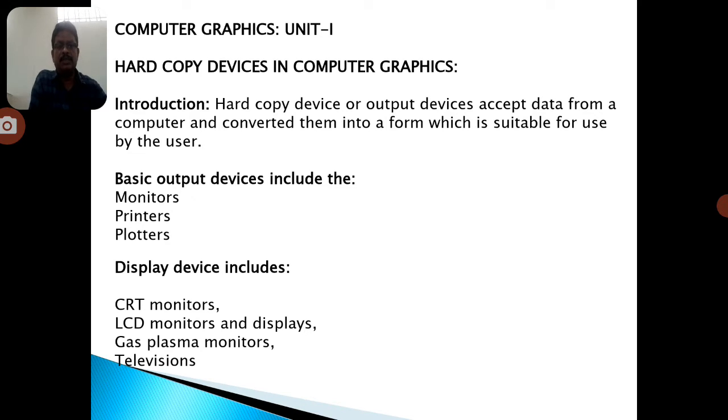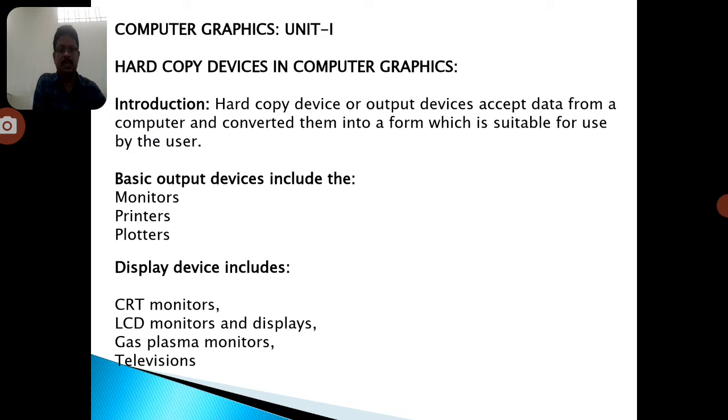Hard copy devices, or output devices, accept data from a computer and convert it into a form which is suitable for the user. Whatever the user wants, he can prepare that document with the help of these hard copy devices. Hard copy devices and output devices are the same. The basic output devices include monitors, printers and plotters.